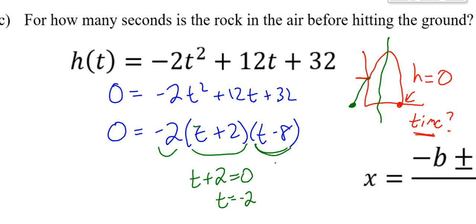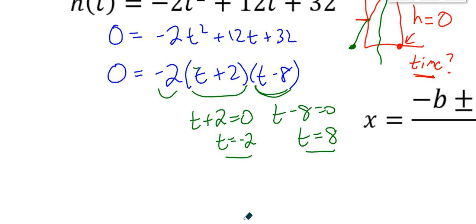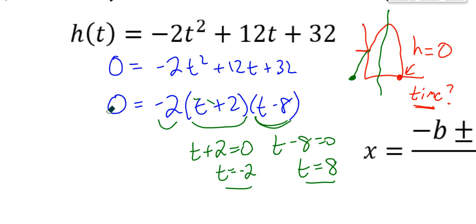My other root will be when I let this bracket equal 0, and that would be when t equals 8. So if t equals 8, 8 minus 8 is 0. 0 times 10 is still 0. Times negative 2, still 0. So those are my roots. Now, the roots, again, represent the places where the height is 0.